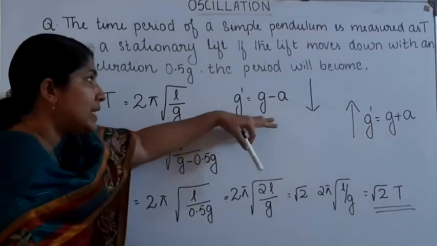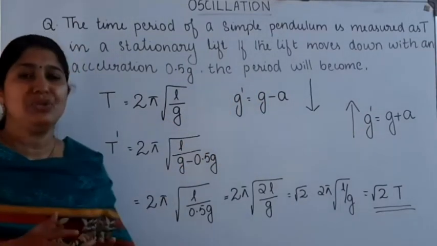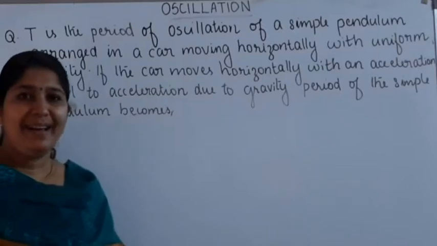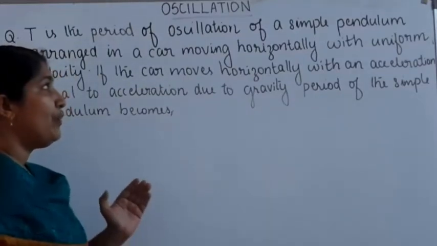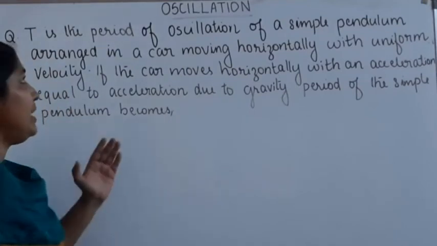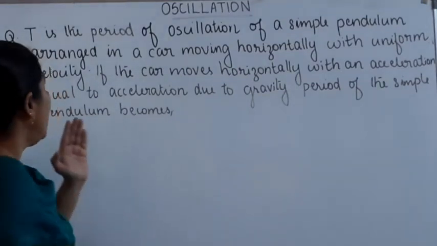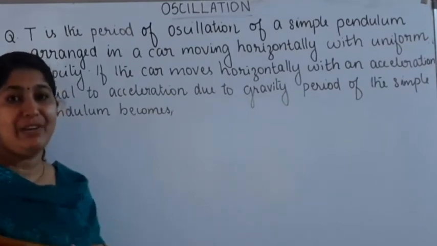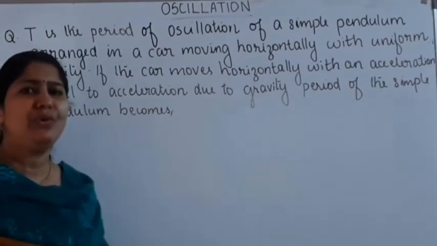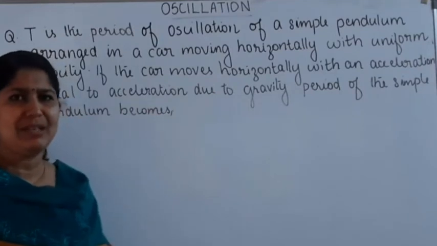So, we use the equation g' = g − a. Our next question: T is the period of oscillation of a simple pendulum arranged in a car moving horizontally with a uniform velocity. Here the car is moving horizontally with a uniform velocity. Uniform velocity means acceleration is equal to 0.